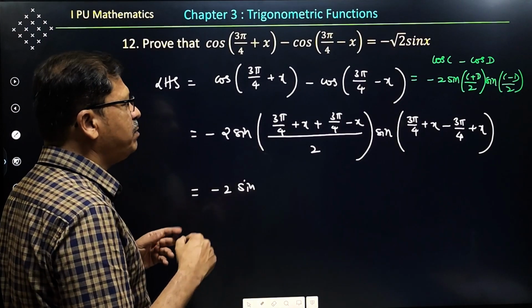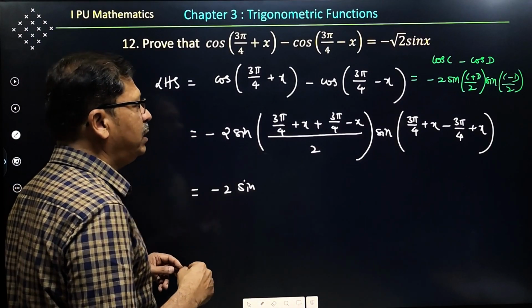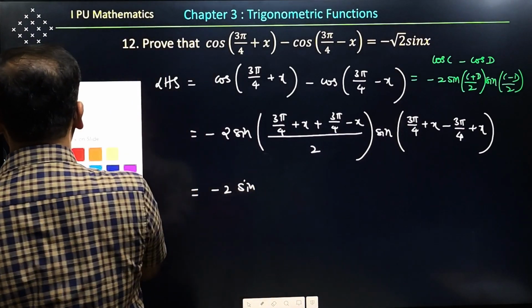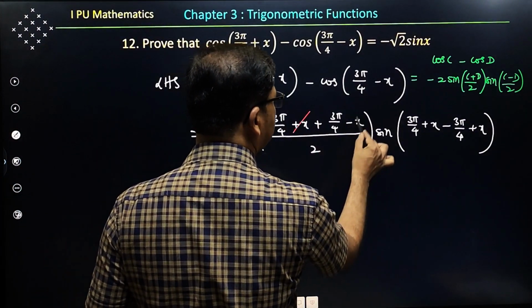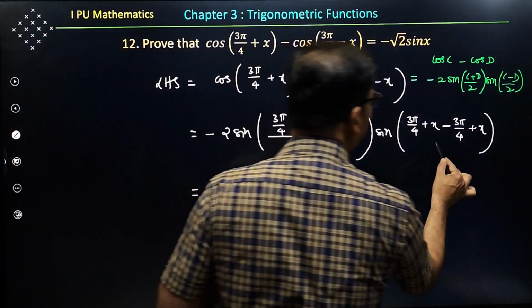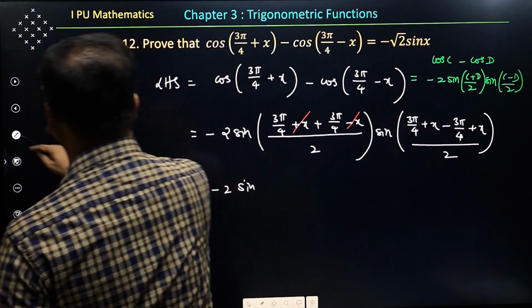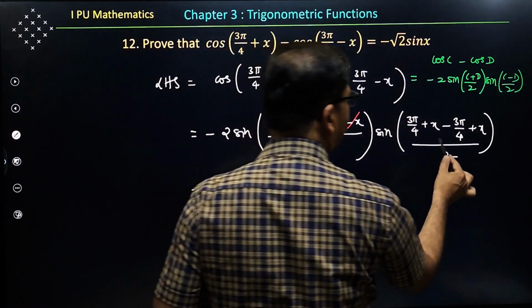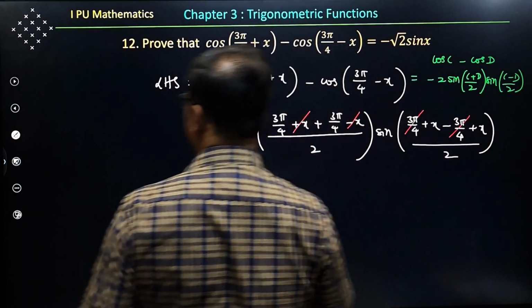Just the calculation is as before. But in this case you can eliminate plus x and minus x. Sorry, one mistake I have done. See, you need to divide it by 2, no? Divided by 2 is there in the rule. And then here in this case plus 3 by 4 minus 3 by 4 cancels.